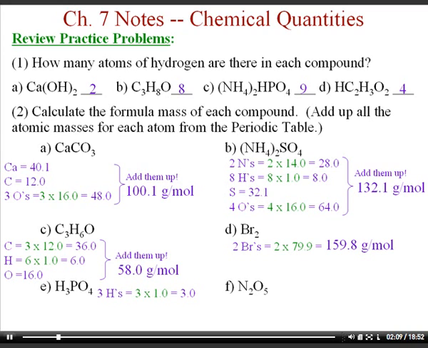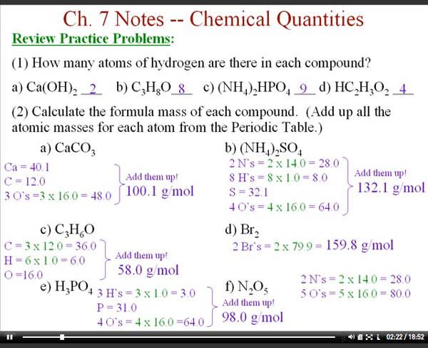For phosphoric acid, that's H3PO4, you have 3 hydrogens, 1 phosphorus, and 4 oxygens. When you add up their weights from the periodic table, you get the formula mass of 98 grams. And the last one is dinitrogen pentoxide. You have 2 nitrogens, 5 oxygens, you add them up, and you get an answer of 108 grams per mole.